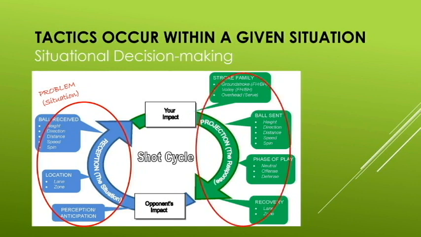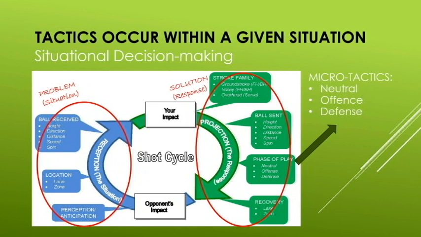The second half is the response to the situation. It's where the player solves the problem with their projection of the ball. It includes which stroke they use, the characteristics of the ball sent, and the phases of play. The phases of play are what I call micro tactics and include neutral, offense, and defense. And then finally, there's the recovery before the entire cycle repeats again for the next shot.